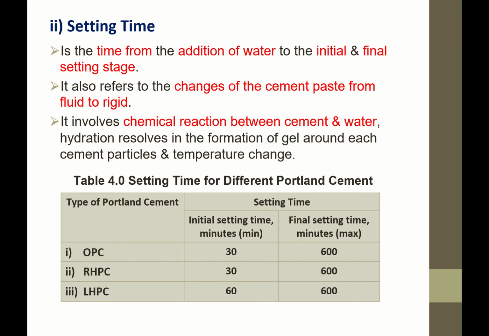For type of Portland cement or OPC, the initial setting time in terms of minutes, we need about 30 minutes, and the final setting time maximum is 600 minutes. For RHPC, the initial setting time is the same as OPC, and the final setting time is also 600 maximum. And for LHPC, the initial setting time is 60 minutes and the final setting time is about 600 minutes.